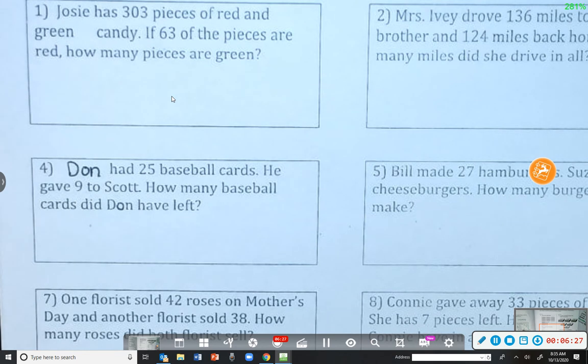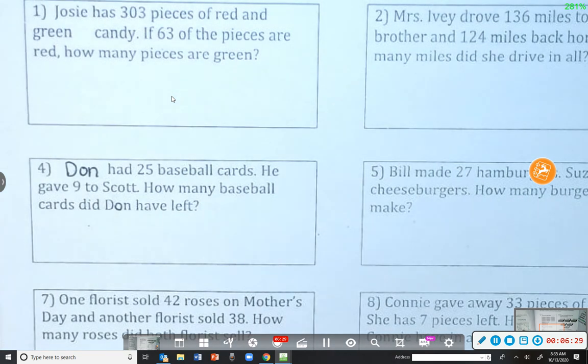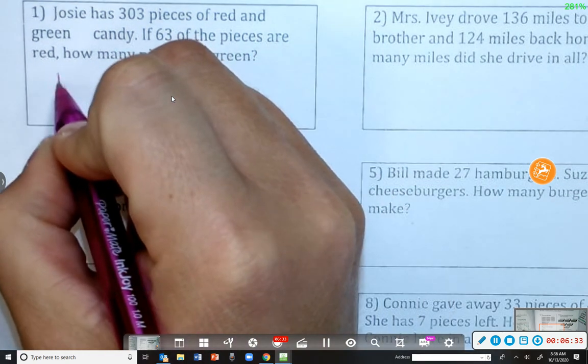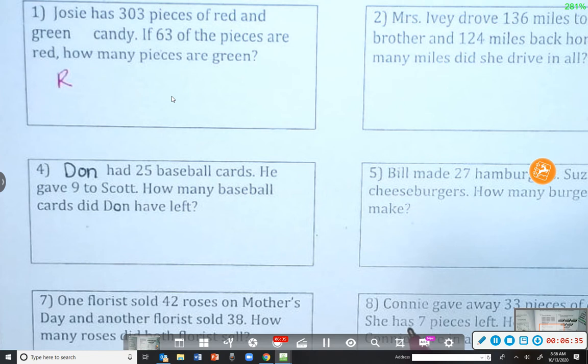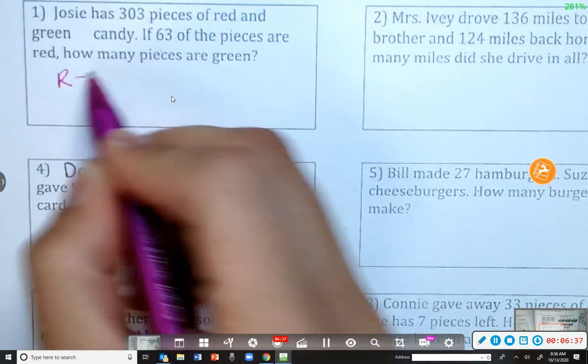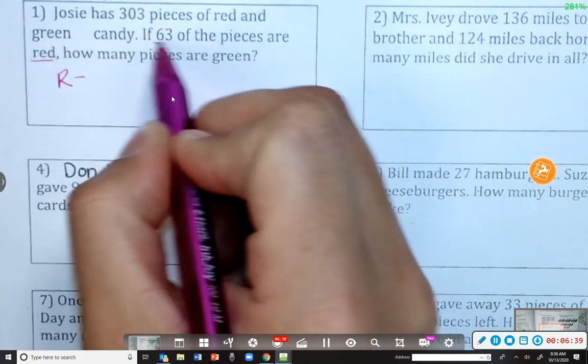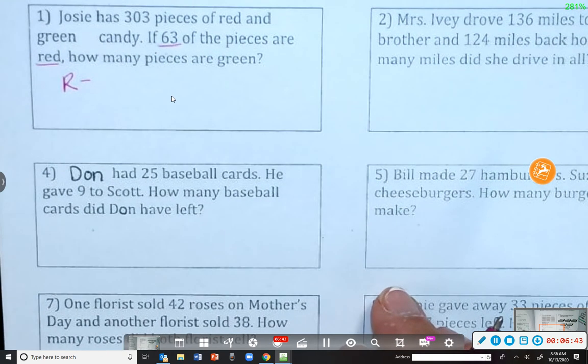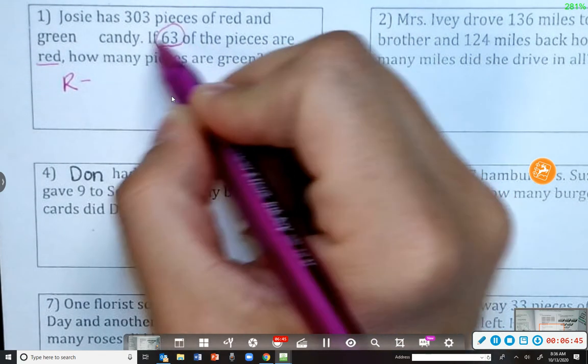Okay, so we have 2 different colors, right? We have a red and a green. Do we know how many are red? Yes, red is 63. So first step is to find your important information. 63 red.